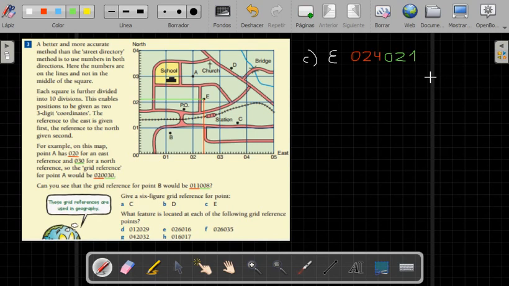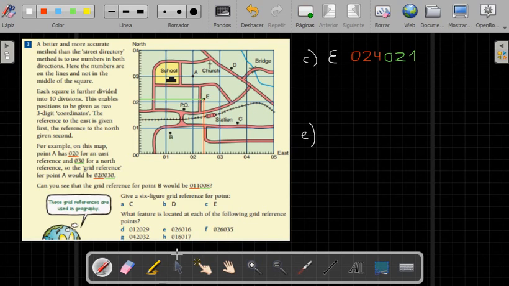Now, I'm going to do something a little bit different this time. I'm going to do one of the last exercises from this part, exercise A. Alright, in this exercise you have to look at what feature is located at each of the following grid reference points. Aquí en este momento les están diciendo qué locación, qué local está localizado en cada uno de los siguientes puntos de referencia. Es decir, a ustedes aquí ya les están dando las coordenadas, no tienen que buscar las coordenadas y tienen que ver qué es lo que está allí exactamente en esos puntos.